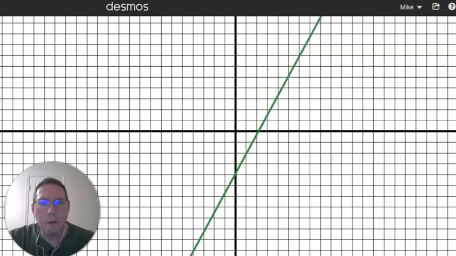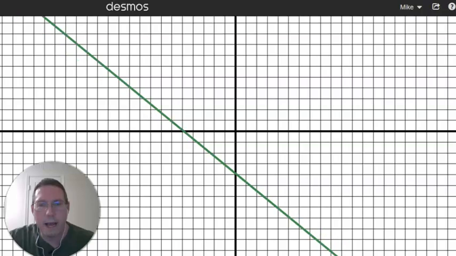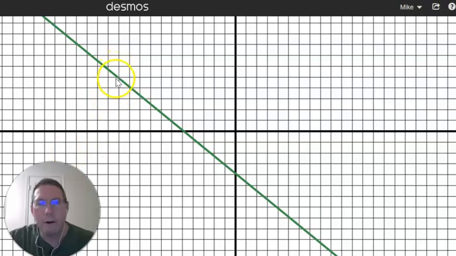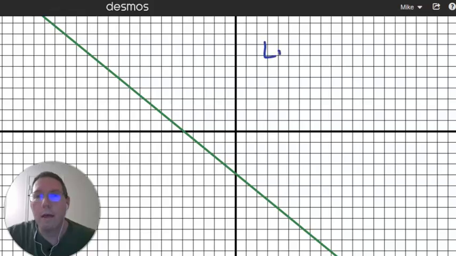But if we flip this graph so that it's going down from left to right, this is what we call a negative linear graph. So we're going from left to right, we're going downhill. We call this a linear graph, but it's negative. So we're going to write that down. This is a linear graph, and it's negative.